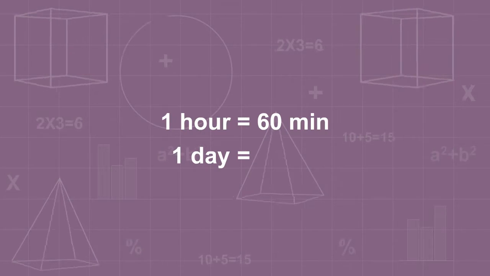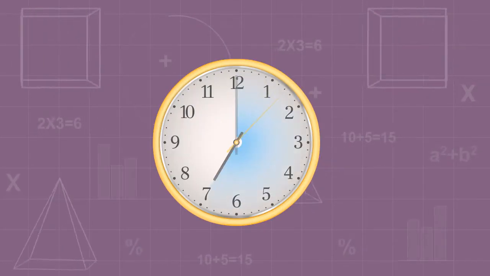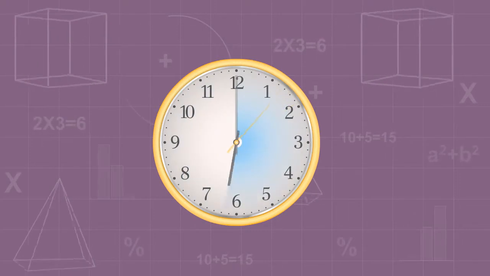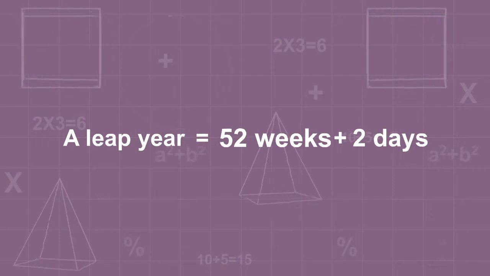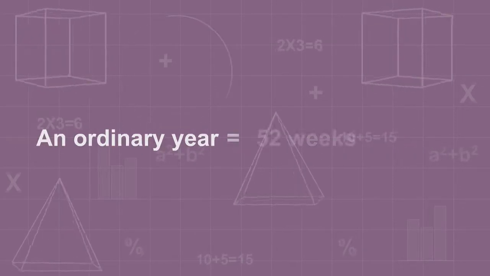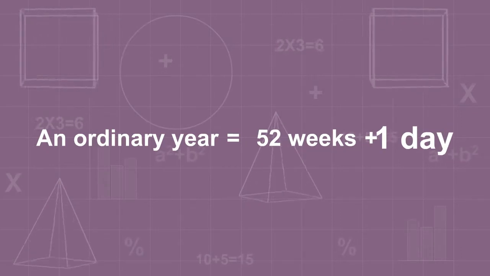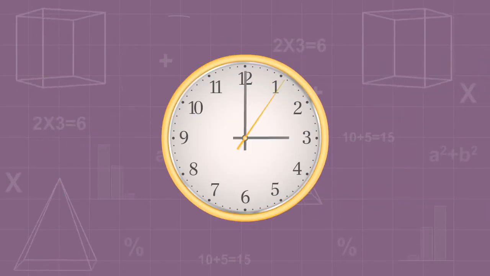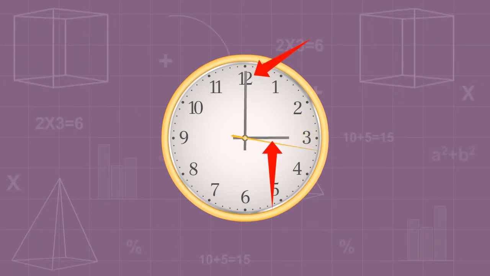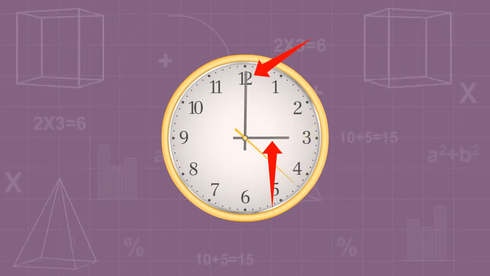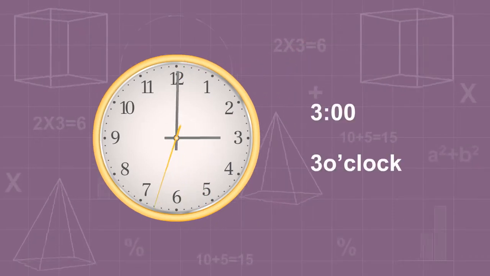1 day is equal to 24 hours. Hour hand takes 2 rounds of the clock in a day. A leap year has 52 weeks and 2 days. An ordinary year has 52 weeks and 1 day. As you can see here, minute hand is on 12 and the hour hand is on 3. So the time is 3 o'clock.